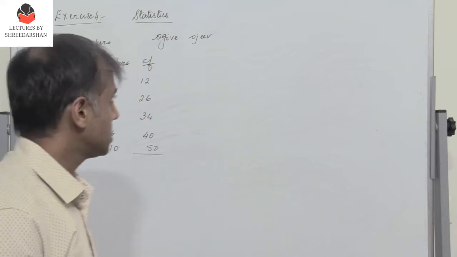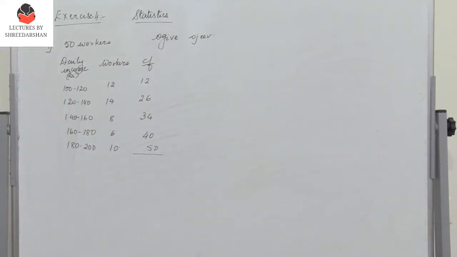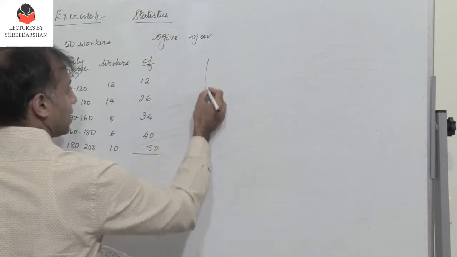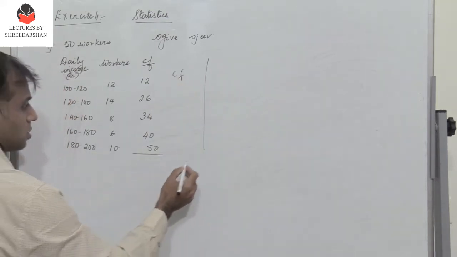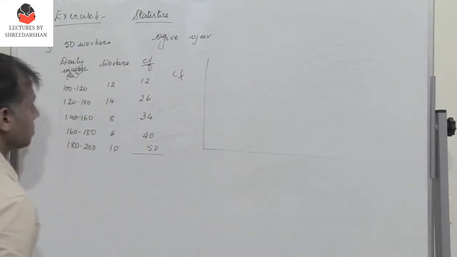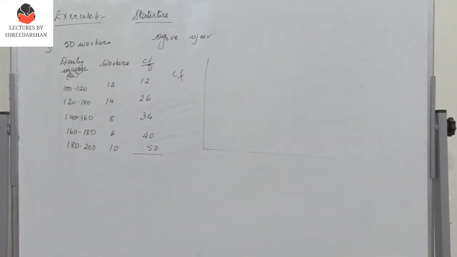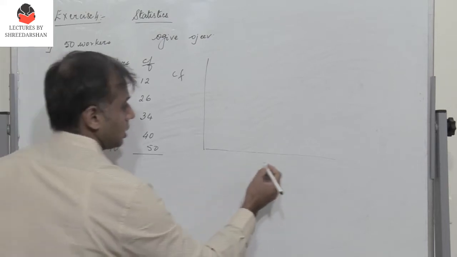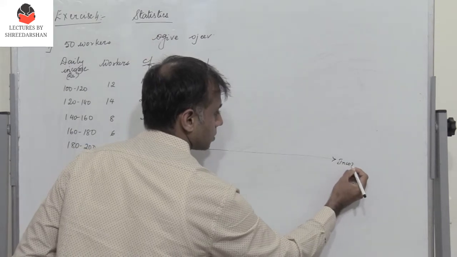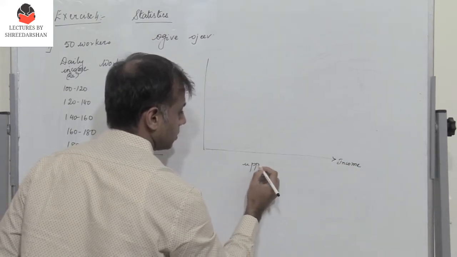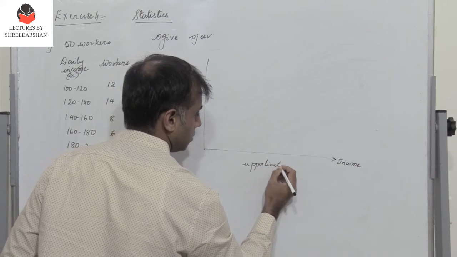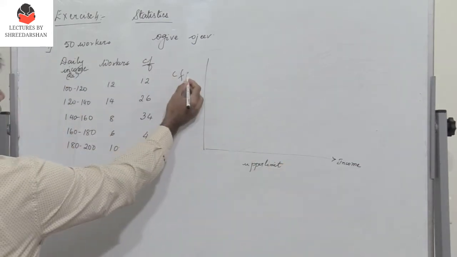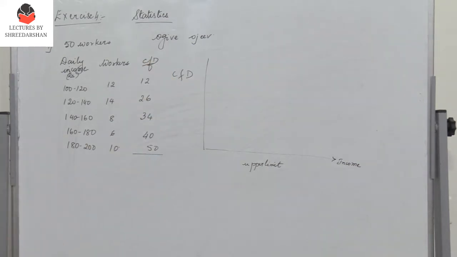So here I need to take this distribution and convert it into a graph wherein the y-axis is the cumulative frequency distribution, and the x-axis is the daily income, wherein we only consider the upper limit. This is the income, and this happens to be the cumulative frequency distribution. So it talks about the number of workers.